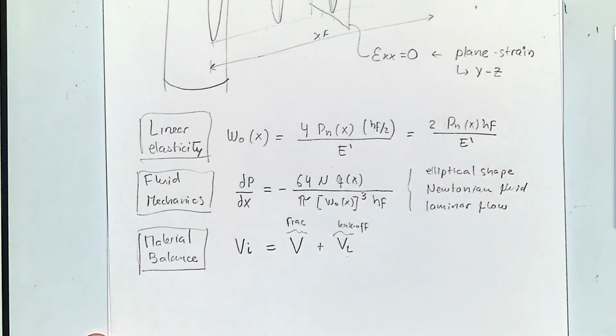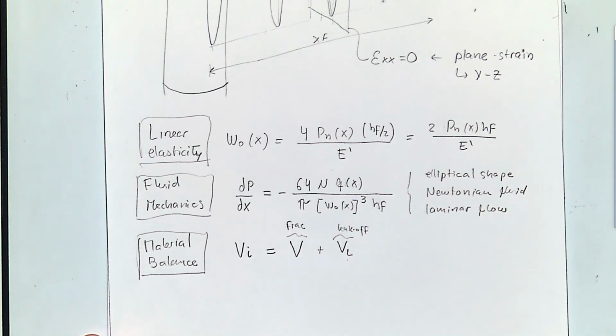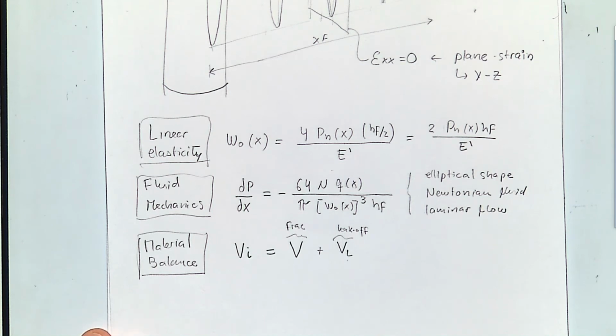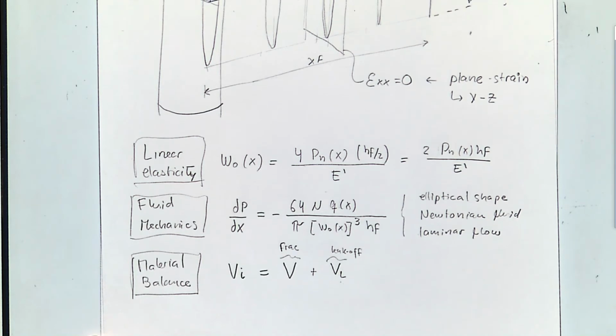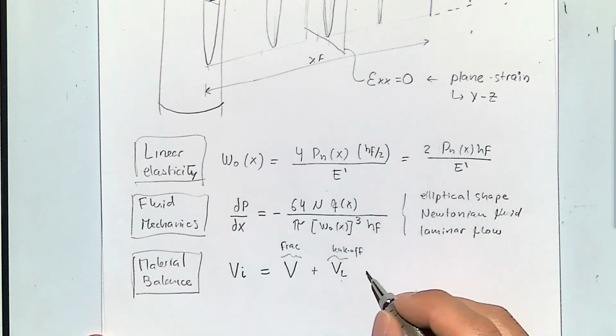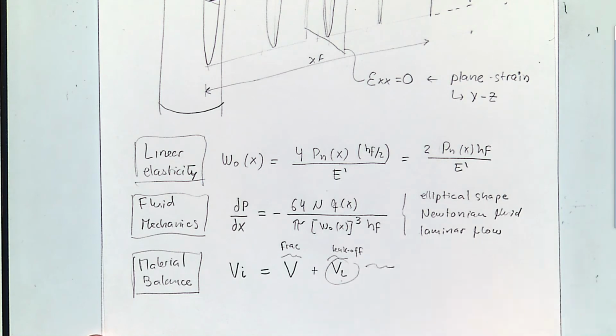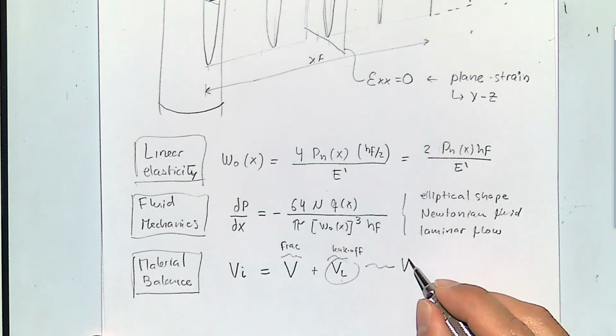Notice that when the fracture is open, it's going to take some volume. So even if there is no leak-off, you need volume inside the fracture in order to be open, in order to propagate. The leak-off volume, there are several ways of dealing with this.